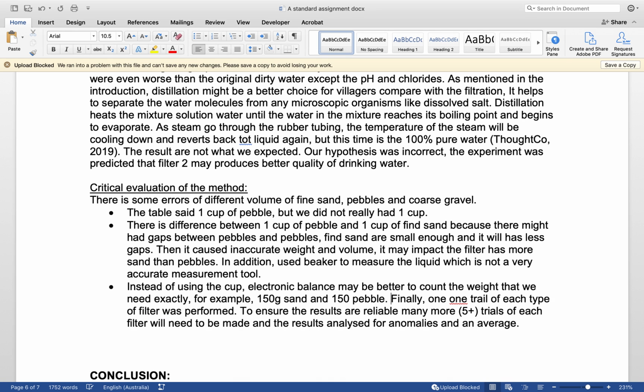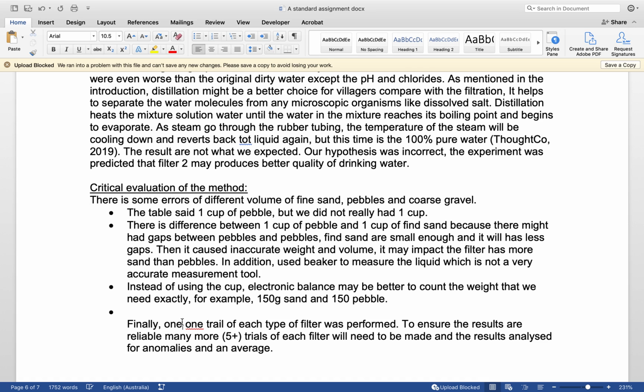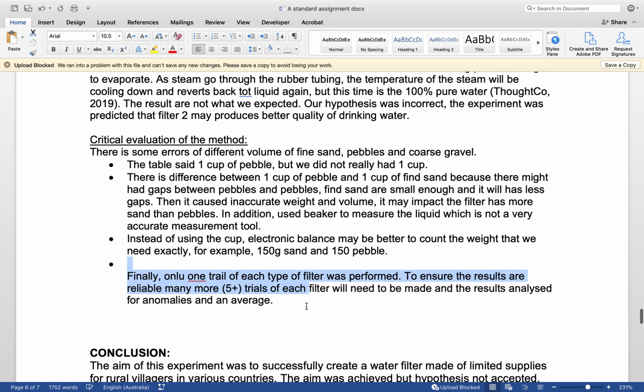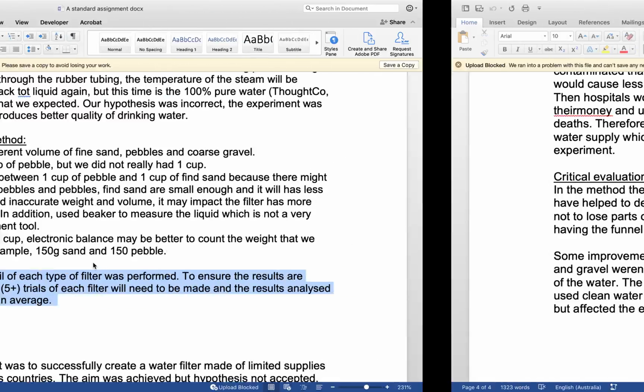Actually, no, they did. Look, this A student said, finally, only 1 trial of each type of filter was performed. To ensure the results are reliable, many more 5+ trials of each filter need to be made and the results analysed for anomalies and an average. So they've actually talked about things that should be changed next time. Some students have talked to me about perhaps we could add in charcoal to our filters, activated charcoal. Some of you have done some research into that. Some of you have looked at distillation and you've talked about how distillation would actually be more useful. That's the section you put this in, things that you can do to improve the experiment.